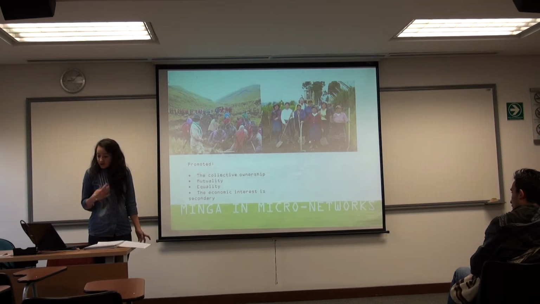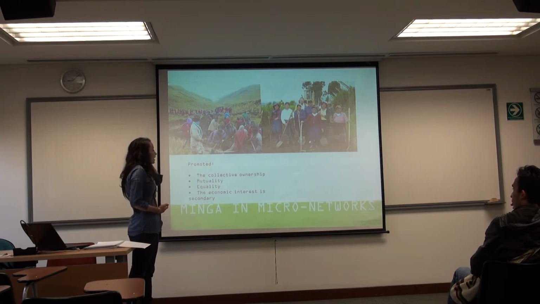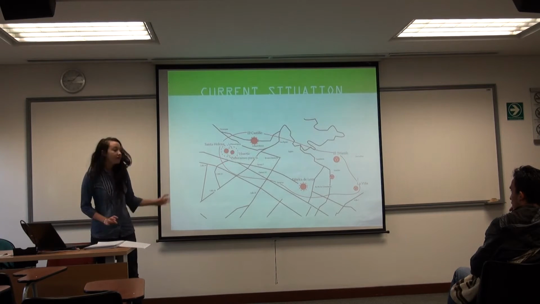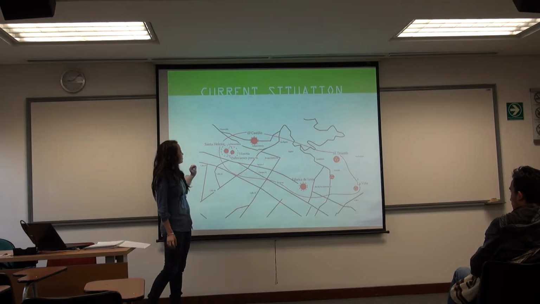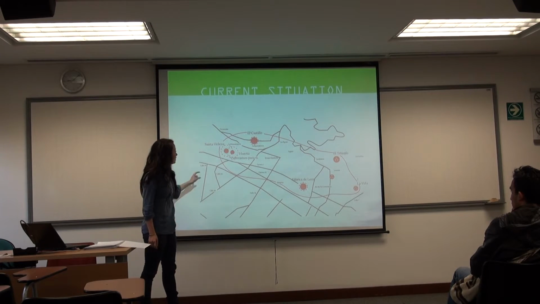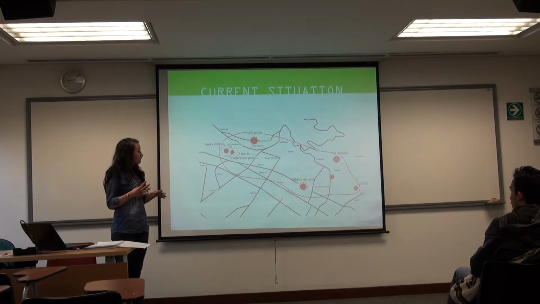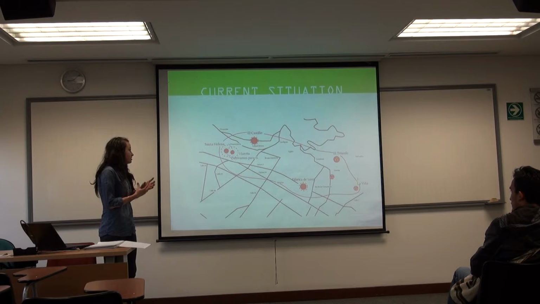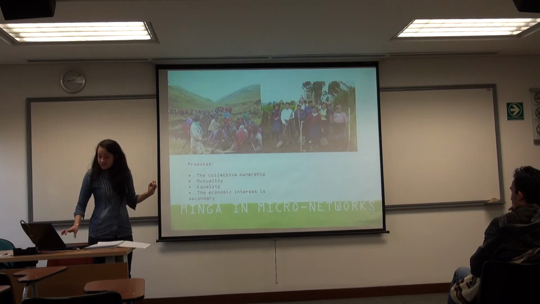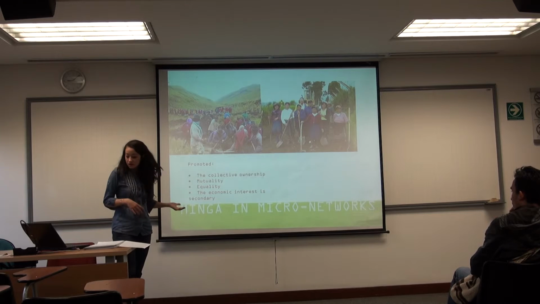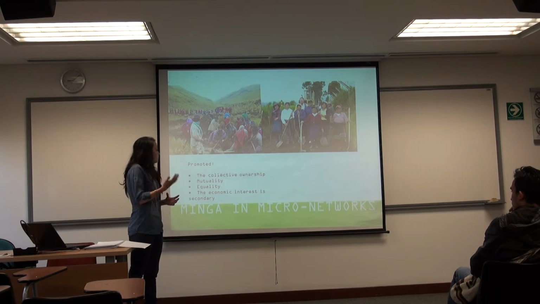So what we propose until now is to organize Mingas in micro networks, because what we see here is that they work together, but it depends on the proximity between the orchards. If these orchards are closer, they are going to work together. And this is what makes the project able to progress and have a future.